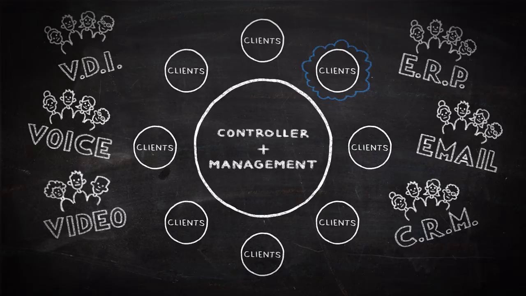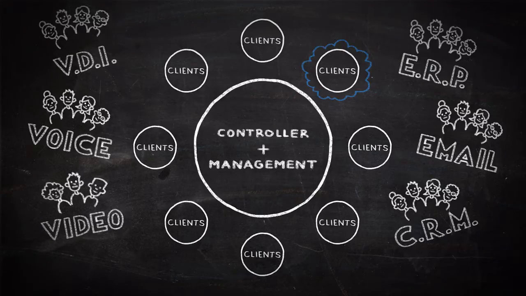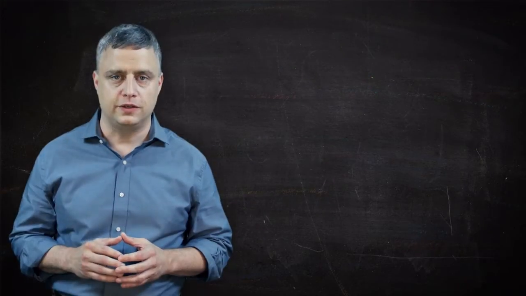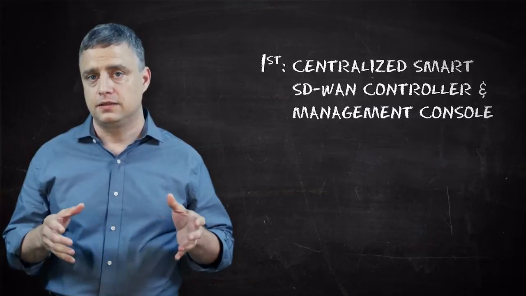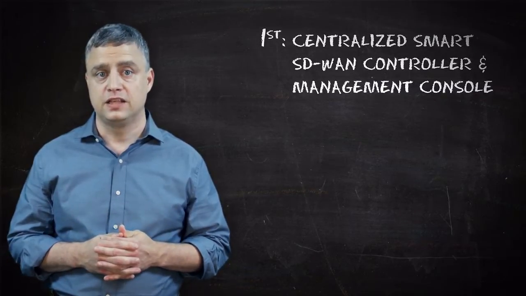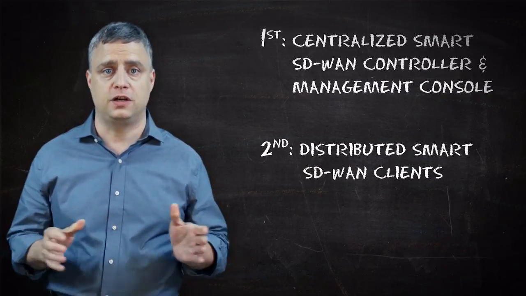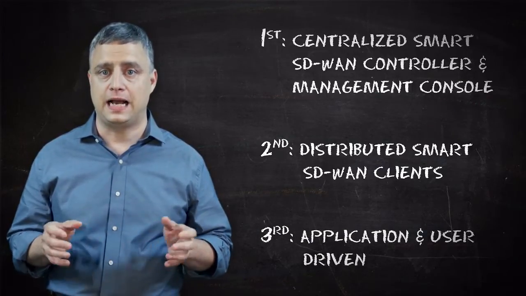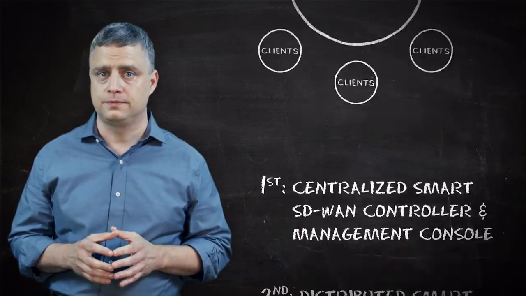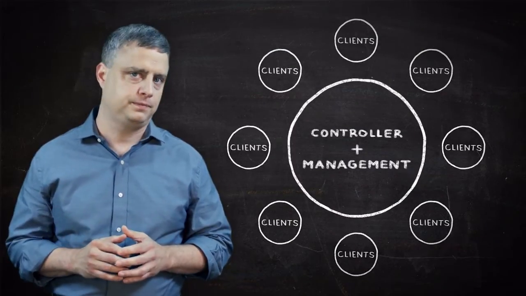Now that we have shown you what an SD WAN looks like, let's discuss what is needed to be a smart SD WAN. First, it needs a centralized smart SD WAN controller, and it needs to have an administrative console. Second, it requires distributed smart SD WAN clients. Third, the SD WAN needs to be application and user-driven. Now, let's go a little deeper.